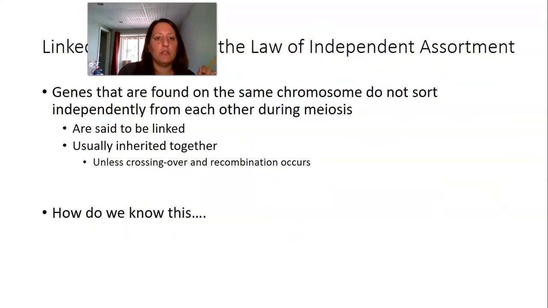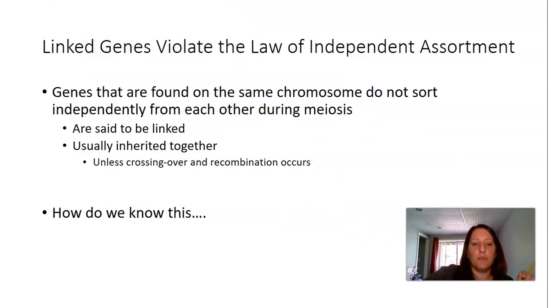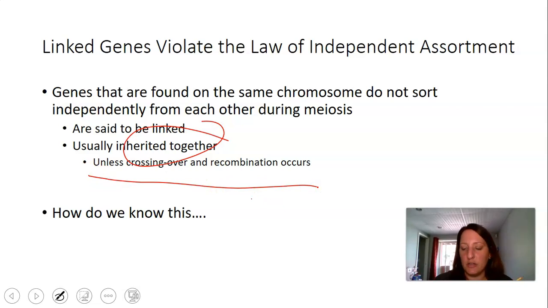Okay, so linked genes, which are genes found on the same chromosome, are going to behave differently than what we've been used to. They're not going to follow Mendel's second rule, the law of independent assortment. Instead, they're going to be inherited together, unless crossing over and recombination occurs. And that's why I made you, in chapter 1 and in that first lab, demonstrate what crossing over is and how that changes the outcome in gametes.